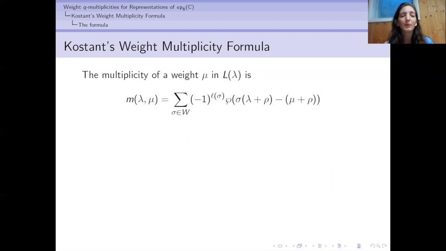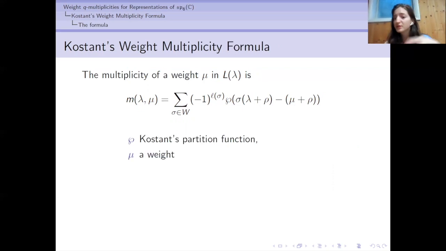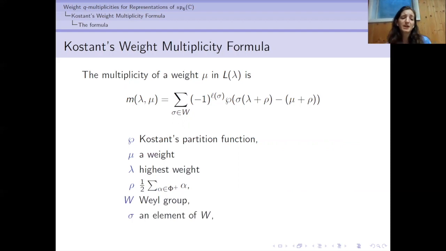So now let's break down what each part of this formula means. So we have the fancy p, Kostant's partition function. We have mu, which is a weight, just some vector. We have lambda, which is also another vector, a very special vector. We call it the highest weight, but it's really just some vector. We have rho, which is defined to be half the sum of the positive roots. Then we have W, the Weyl group. We'll talk about that later. We have sigma, an element of the Weyl group. And then we have L of sigma, which is the length of sigma when it's in its minimal form.